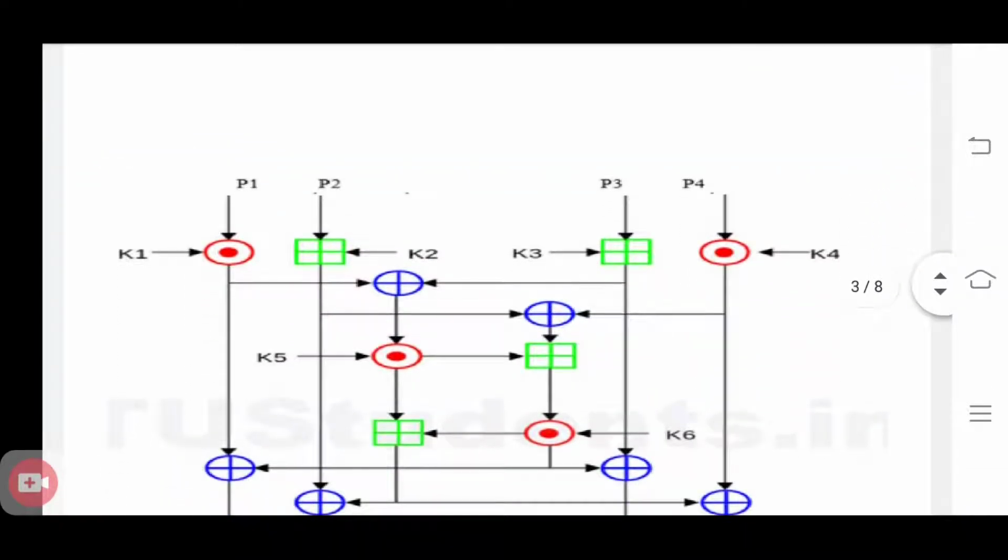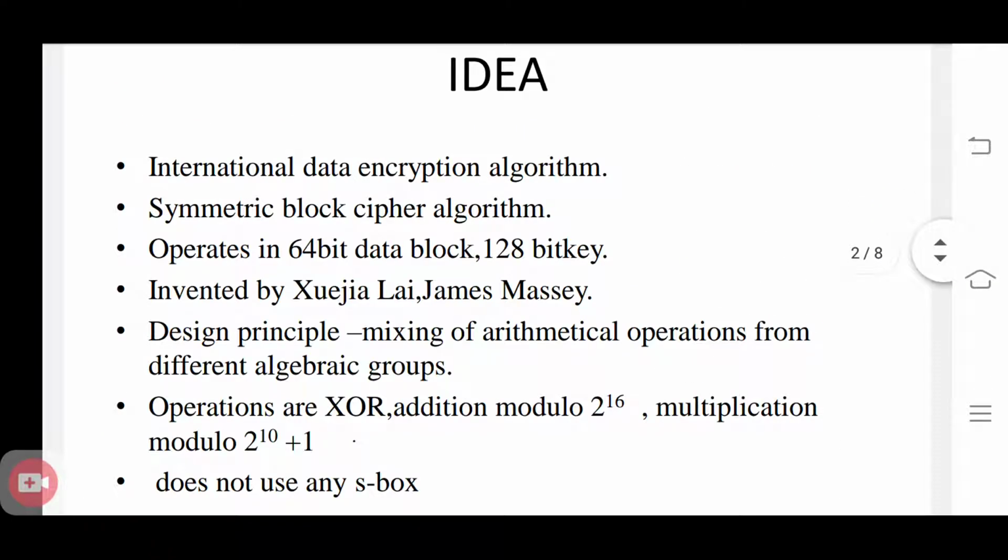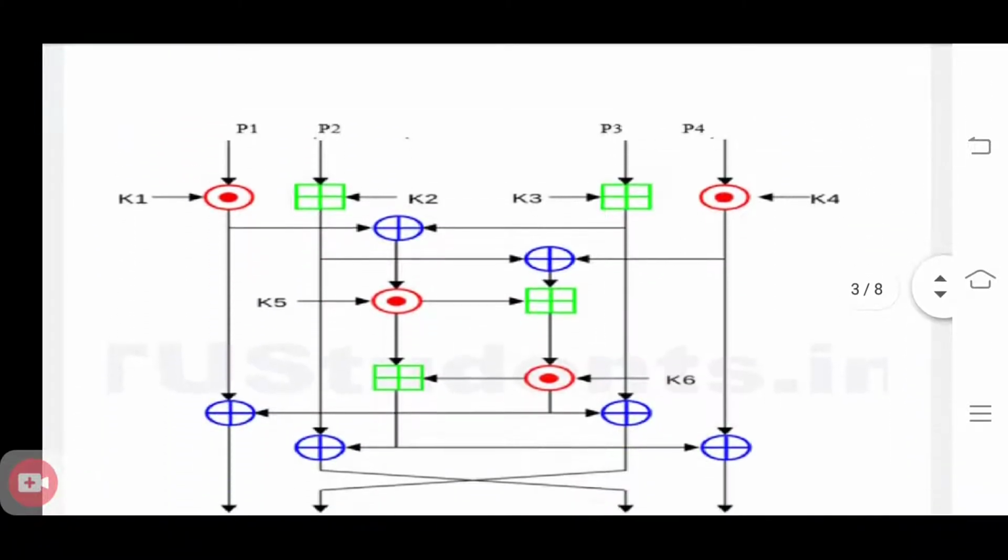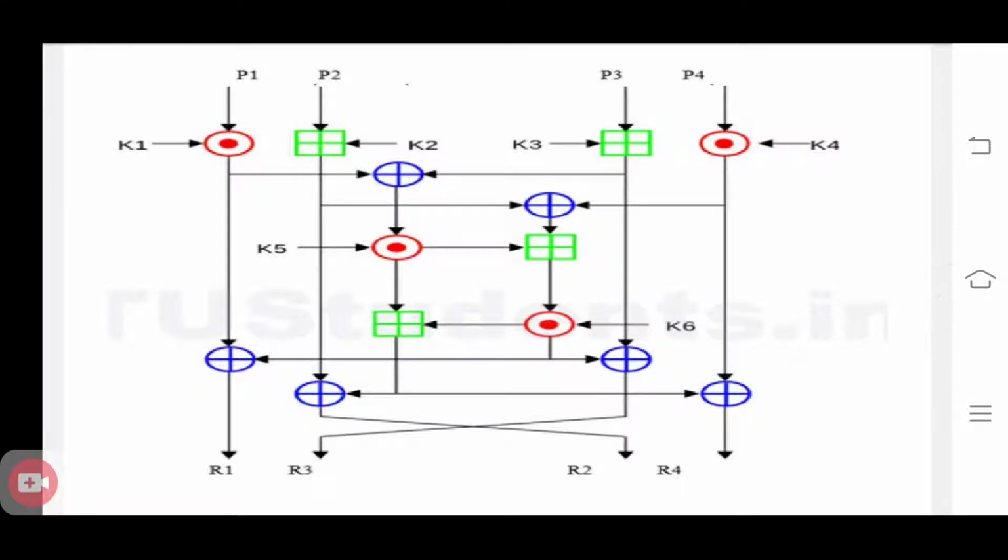Next, we can see the structure of one round in IDEA. You can see in the figure there are P1, P2, P3 and P4. We have R1, R2, R3 and R4. Next you have K1, K2, K3, K4, K5 and K6. Also you can see a red symbol, a green symbol as well as blue symbols in this figure.